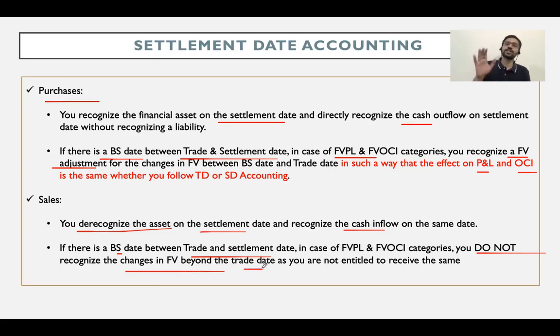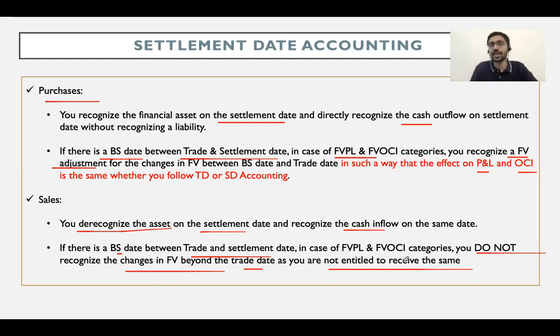Beyond 30th of March, if there are any fair value fluctuations, whether it is a gain or a loss, you are not going to recognize it because you are not entitled to receive the same. You have entered into a contract to sell the asset at a particular price on 30th of March. What happens after that, you're not going to be bothered about it. Although you are showing the asset on your balance sheet, you have not de-recognized the asset, still you're not actually bothered about the fair value fluctuations after 30th of March. That is how you would actually account for sales under the settlement date accounting.